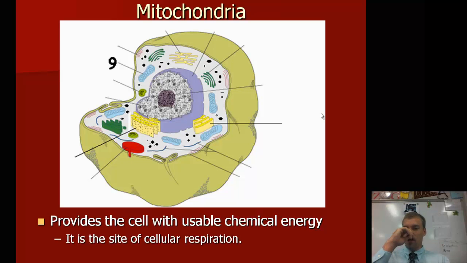So the mitochondria is generally referred to as the powerhouse of the cell because this is where cellular respiration will occur. So it provides the cell with usable chemical energy, and we're going to spend more time talking about that later on in this unit. But the mitochondria is this one right here.